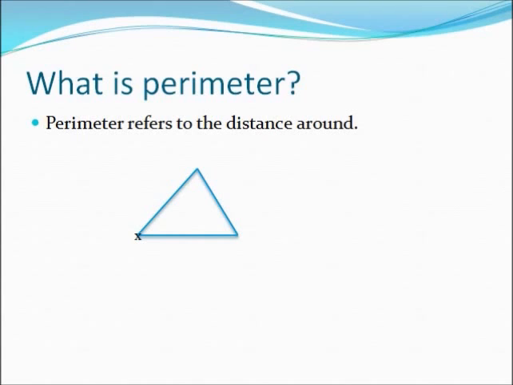If I start off walking from the X on the triangle and I walk along the outline of the triangle all the way around on all three sides and come back to the X, I would have walked the perimeter of this triangle, or the distance around this triangle.